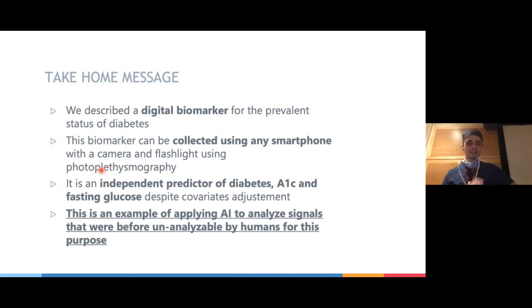So I wanted to highlight this example because we never used PPG signals in the past to analyze signals for diabetes status. And this is an example of applying AI to develop new tools that we as humans are not trained to do. So that's really one of the major strengths of AI, rather than just replicating physicians' work.